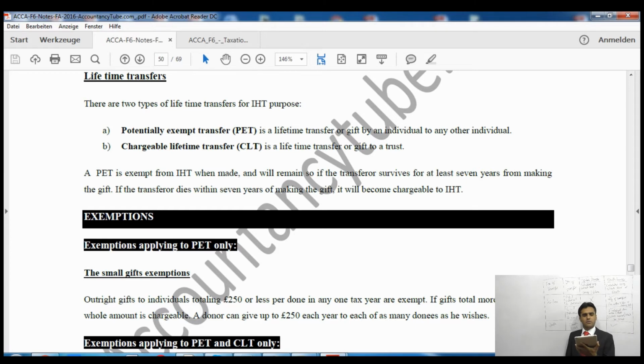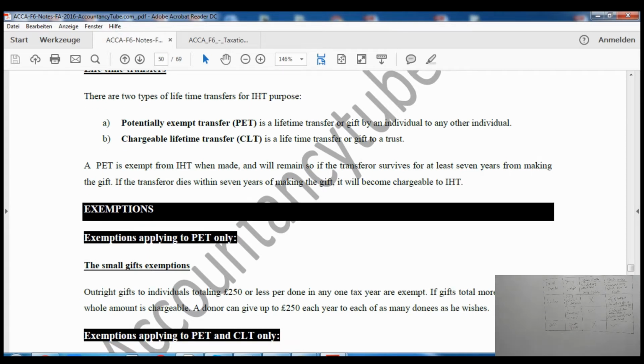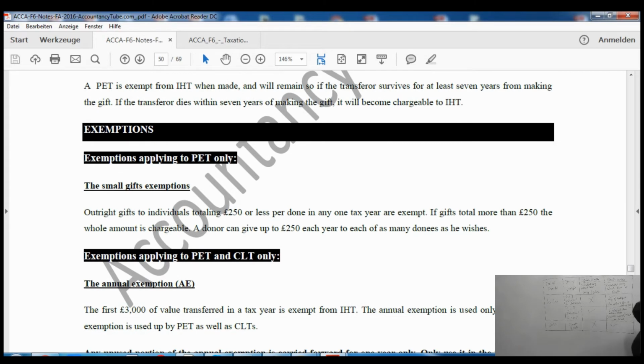After that it says lifetime transfers. Now we are looking at lifetime transfers, on your notebook. It says there are two types of lifetime transfers: one is potentially exempt transfer, another one is chargeable lifetime transfer. If you want to, you can read it yourself. It says a PET is exempt from inheritance tax when it is made. So it is exempt during lifetime, and it will remain so if the transferor survives for at least 7 years from making the gift. If the transferor dies within 7 years of making the gift, it will become chargeable to IHT. So on death you will have to pay tax if the individual dies within 7 years. However, if he survives, then they will not have to pay any tax.